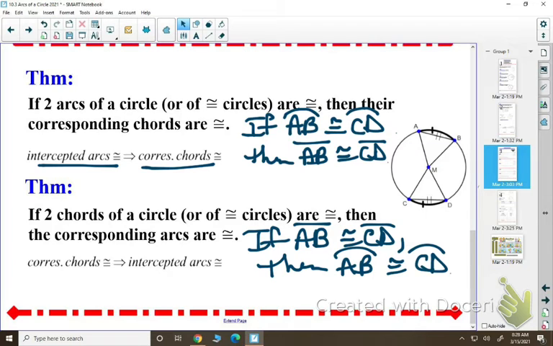So to finish off today's lesson, we're going to take a look at some examples. We're going to take a look at one more example involving angles and arcs, and then we are going to finish with some proofs.